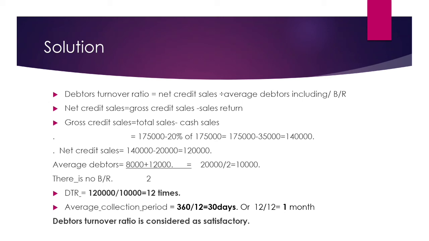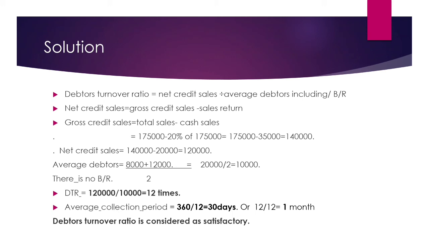Next we are going to calculate average debtors. Here there is no bills receivable, only debtors. So we find out average debtors: opening debtors plus closing debtors divided by 2. 8,000 plus 12,000 divided by 2. 20,000 divided by 2, that is equal to 10,000. Then DTR, that is debtors turnover ratio, is equal to 1,20,000, that is net credit sales, divided by average debtors 10,000, that is equal to 12 times.